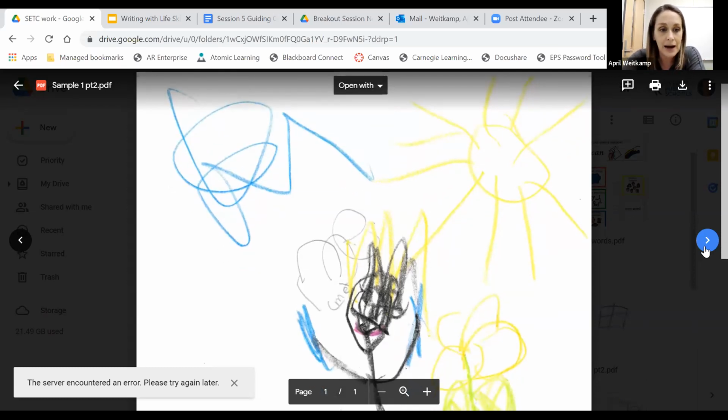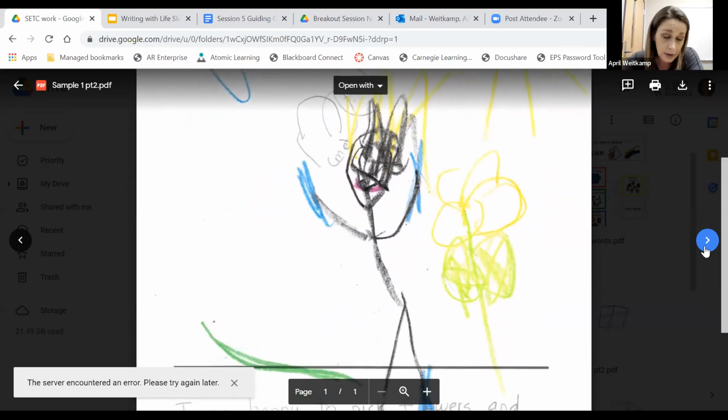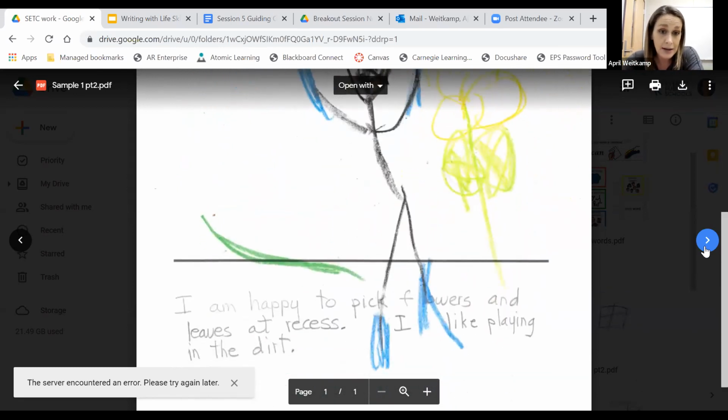So here you have a cloud, you have the sun, and you have my girl. She did not pick up a pencil when she started with us. And this is an independent drawing. And I love how she colored her hands a different color because she was playing in the dirt. She's got a flower. She's got the grass.